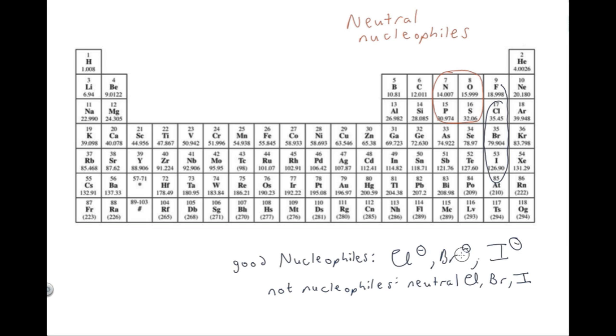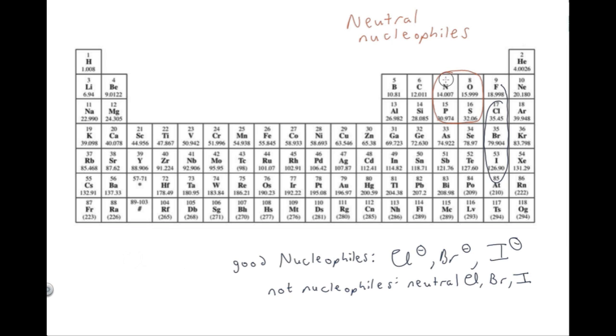Negative chlorine, negative bromine, negative iodide, those are all good nucleophiles. But neutral versions of chlorine, bromine, and iodine are not nucleophiles, even though they have lone pairs. This is a good example of how the most important factor in organic chemistry is the formal charges. You can't just say chlorine is a good nucleophile or chlorine is not a good nucleophile. You have to specify the charge. You have to say negative chlorine is a good nucleophile and neutral chlorine is usually not nucleophilic. It's not enough to focus on the element, you also have to focus on its formal charge.